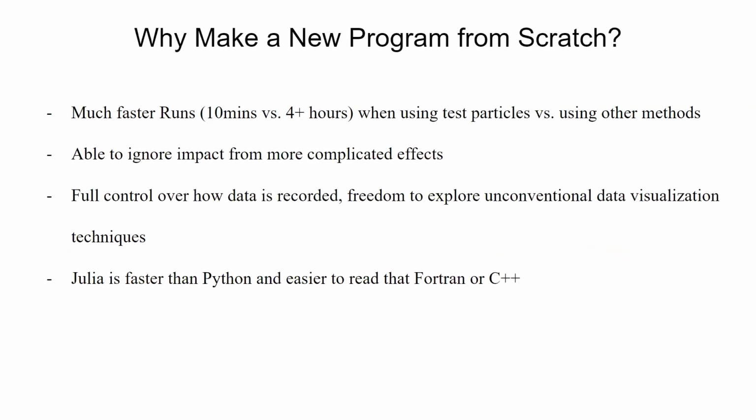Now, in order to investigate this, I created a GPU-based program in the Julia programming language, which allows us to quickly observe the interactions of ion cyclotron waves with helium-3 and other ions. What's advantageous about my program is that it has very fast runs when compared to more complicated programs: 10 minutes compared to 4+ hours for a more complicated self-consistent program.